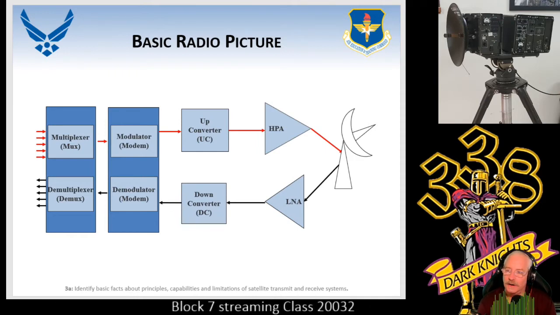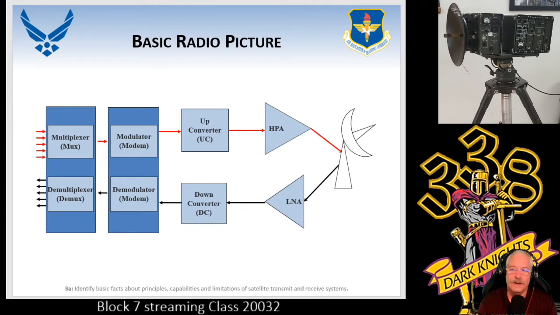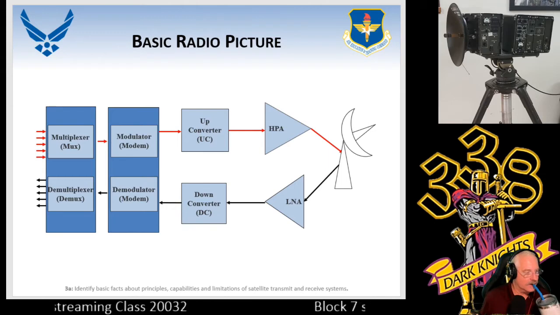And then in return, we're going to receive it, go through an LNA. There's your amplifier, eliminate some of the noise, get to the down converter, take that RF to IF, and then use a demodulator to get the aggregate out so we can send it to the demultiplexer so it can send it to the different channels.